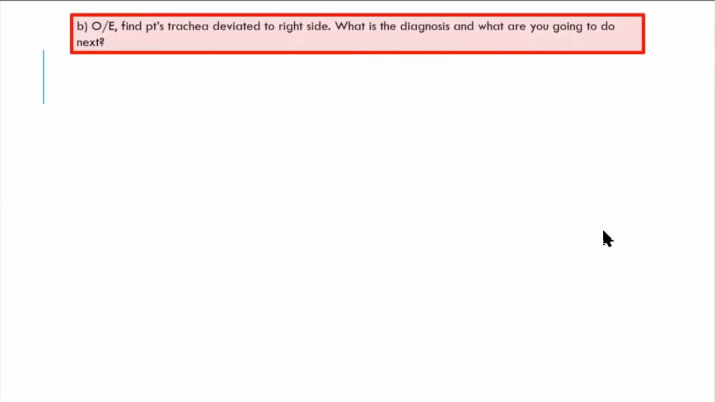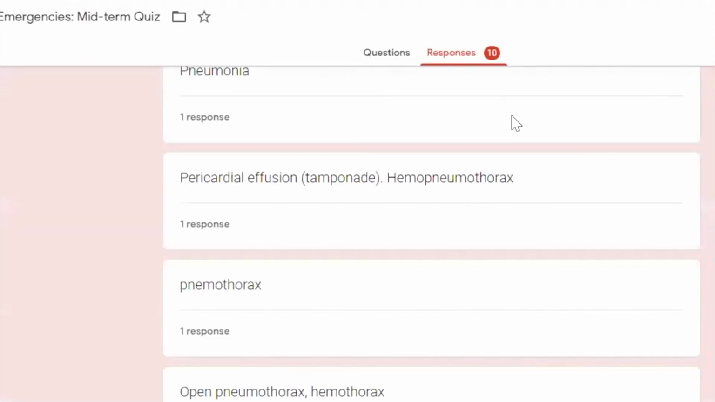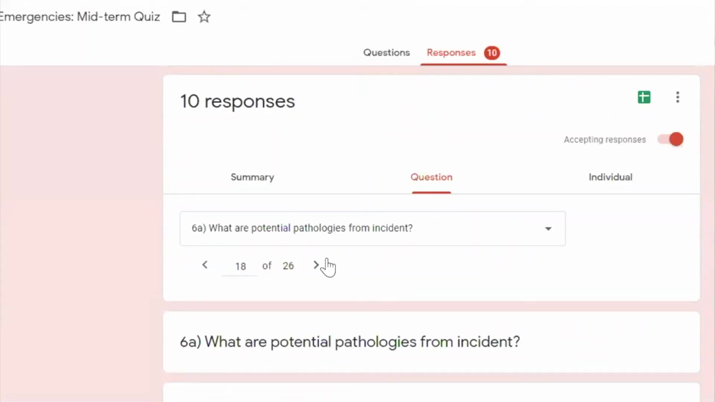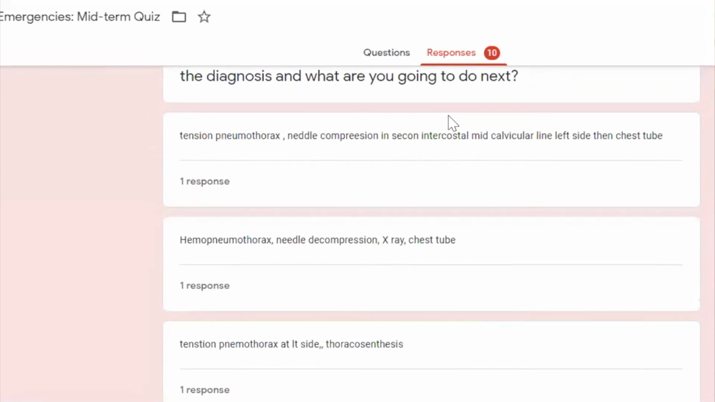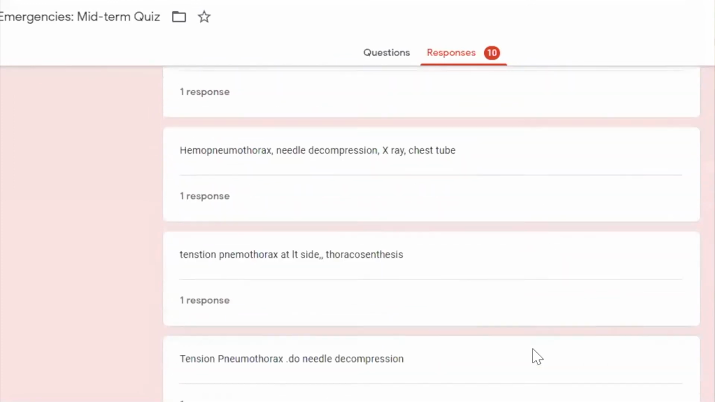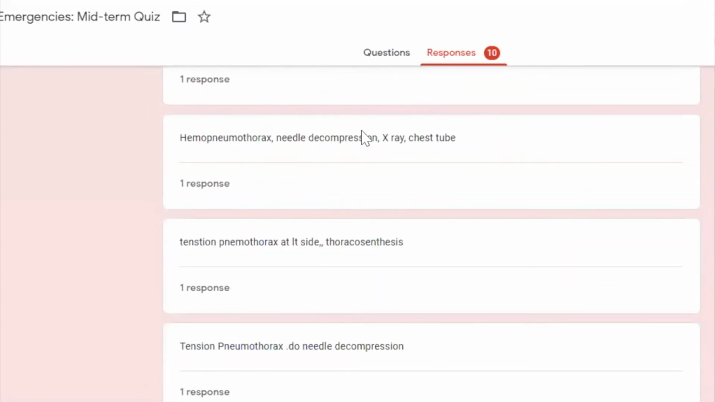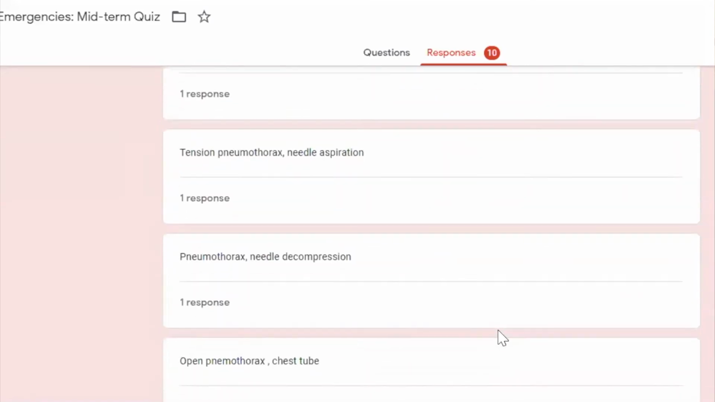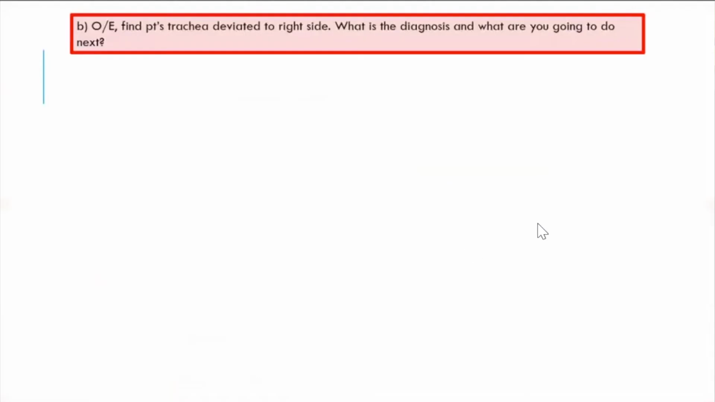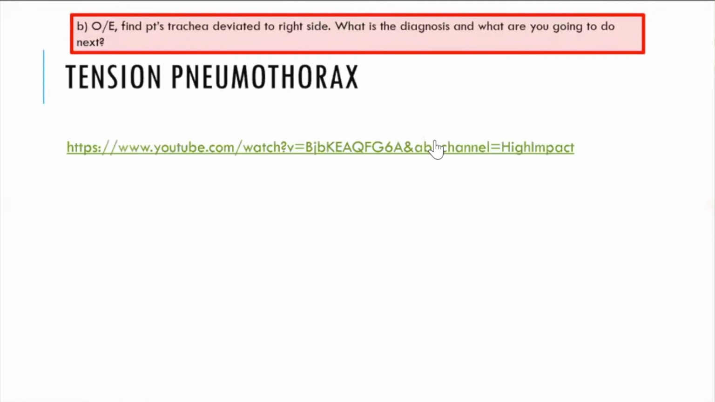Next question was, on examination, the patient's trachea was deviated to the contralateral side, so away from the side of the injury, to the right side. What's the diagnosis and what are you going to do next? So we've said tension pneumothorax, needle decompression, absolutely. Haemopneumothorax, yeah. Yeah, tension. Perfect, great. So tension pneumothorax, I'm going to go ahead and assume, just for the purposes of time, hopefully you guys are happy with what a tension pneumothorax is.